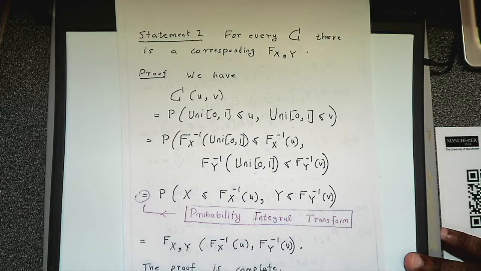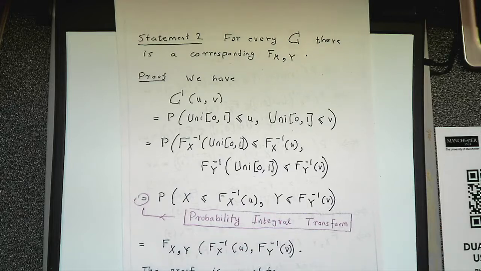And finally, what you have here is a joint CDF between x and y at these 2 points. All right, so I have proved that for every copula C, there is a corresponding joint CDF. So the statement goes both ways, right? For every joint CDF, there is a corresponding copula, and the other way around too, that for every copula there is a corresponding joint CDF, right? So, okay. Those are statements 1 and 2.